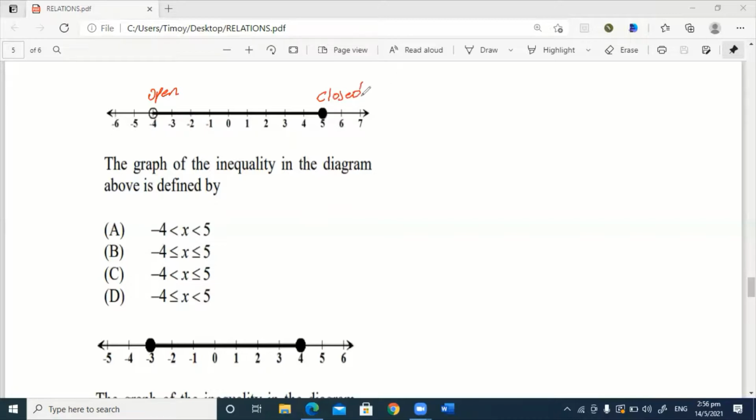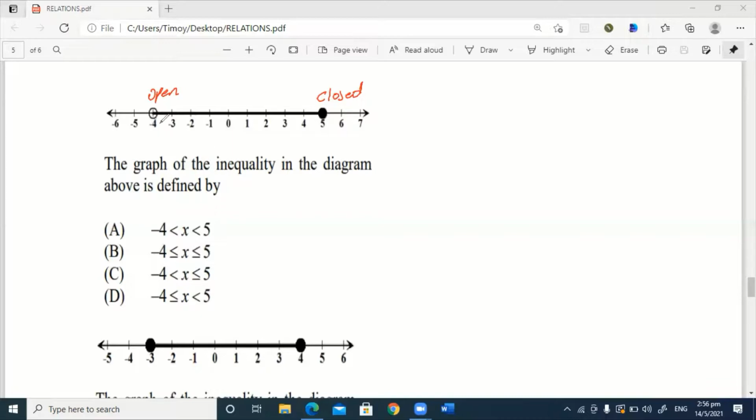Now, when the circle is closed, it means that 5 here is going to be a part of the answer. Where it opens, it means that -4 is not a part of the answer. So as you know, this black part, the shaded part of it, we are saying the value goes up close to -4, like maybe -3.999999999, but it never goes to -4. So which one of these is really the answer?